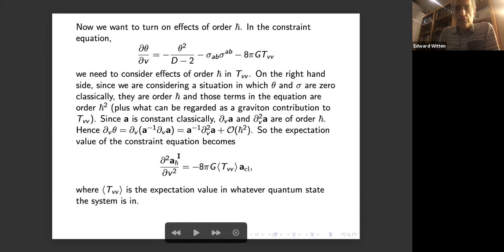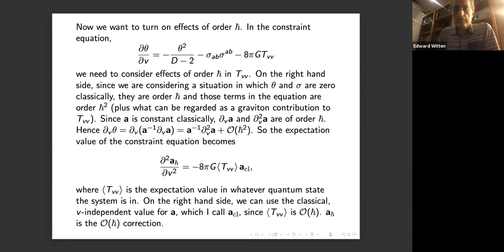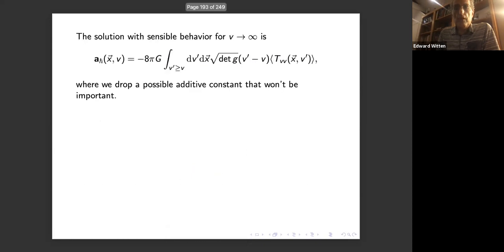And you see, that equation is just linear in a h bar. It just tells you the second derivative of a h bar with respect to time as some explicit function if you know the quantum state. So we can explicitly solve it. And this is the solution with sensible behavior for v going to infinity, where I drop a possible additive constant that won't be important.